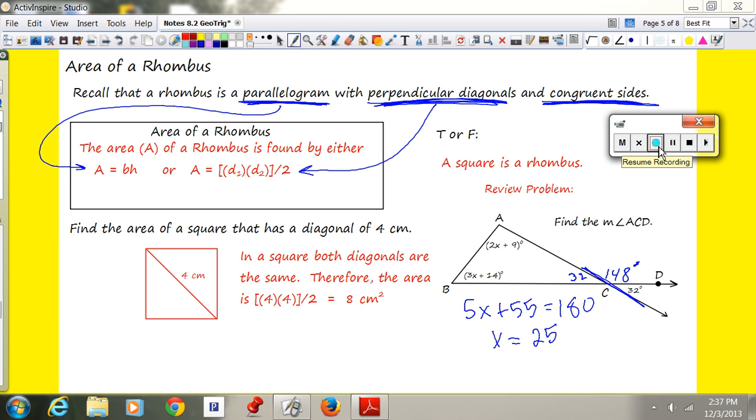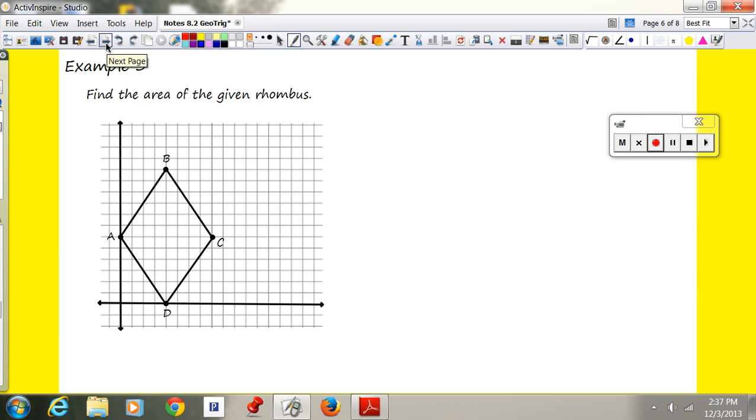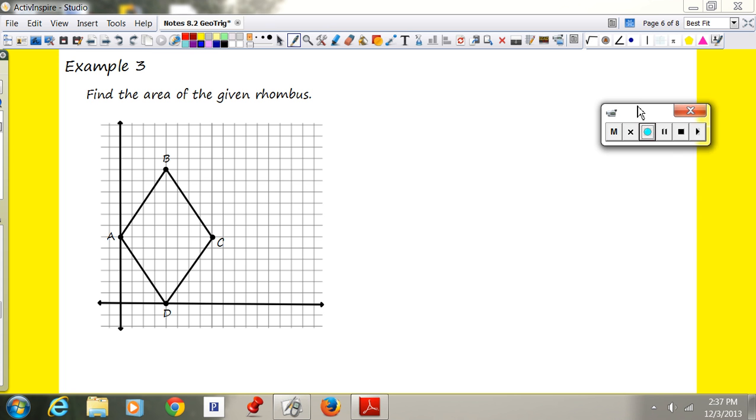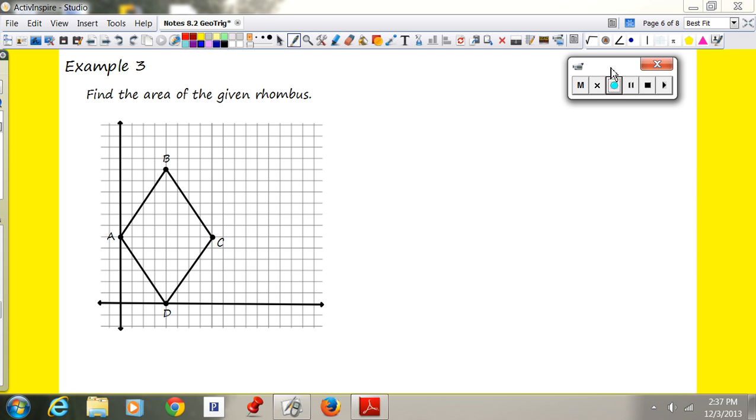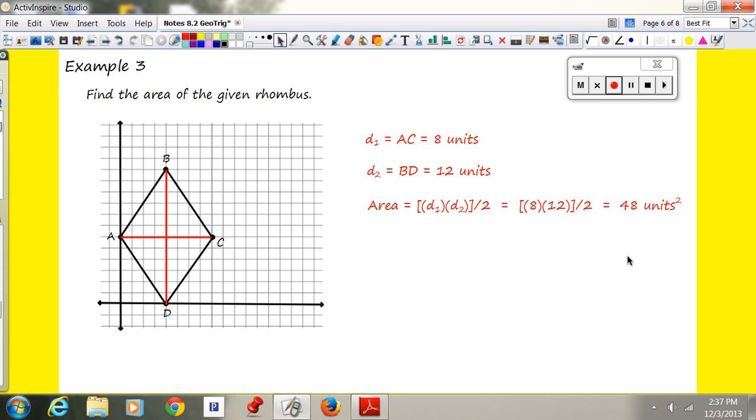Okay, next. Find the area of the rhombus. Okay, which formula are we going to use on this one? Well, saving a little time, we are going to use the diagonal formula, because the diagonals are given to us right there because they're horizontal and vertical and they're easy to count. You can count from A to C is 8 and from B to D is 12. So you can basically use diagonal 1 times diagonal 2 divided by 2. You're going to get 8 times 12 is 96 divided by 2 and you get 48 units squared.